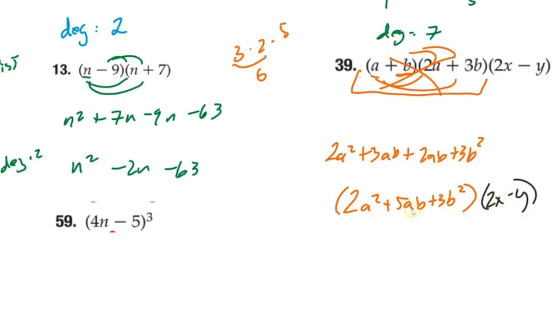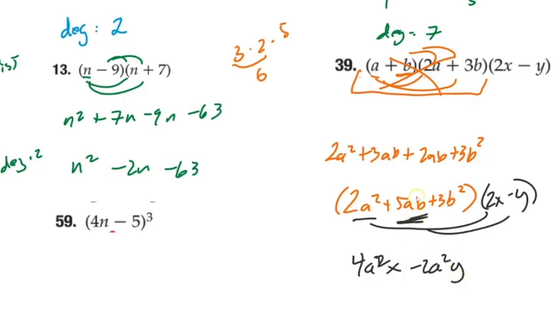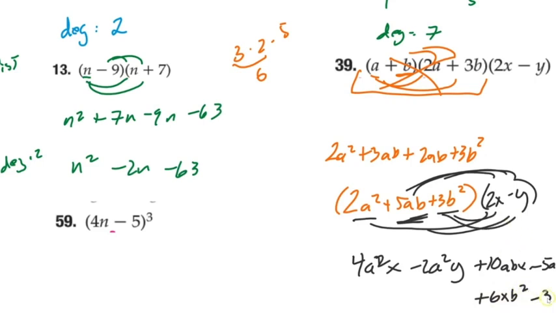And then from here, do the same thing, distribute 2a times that to minus 2a squared y. Move on to the next one, multiply these by both, plus 10abx minus 5aby. Then last one, plus 6xb squared, and then minus 3b squared y. And they have no like terms. That's just it. That's multiplying all that together.